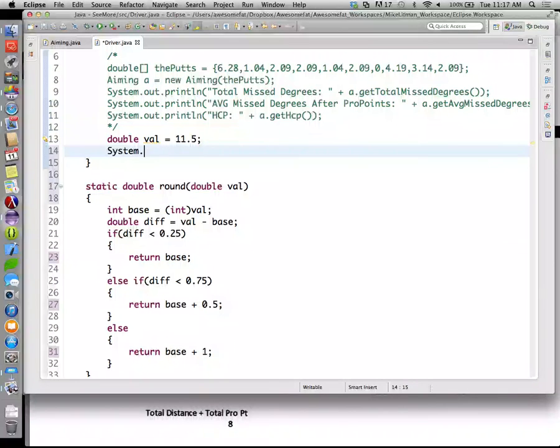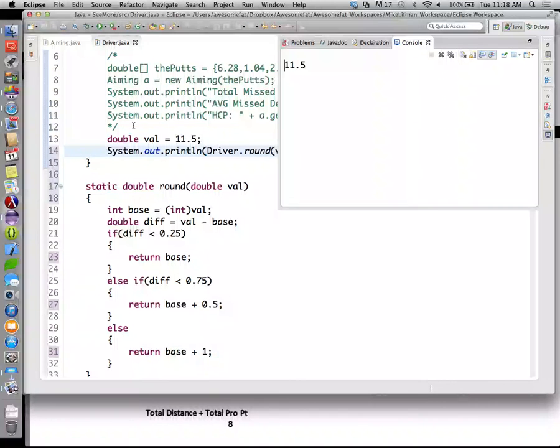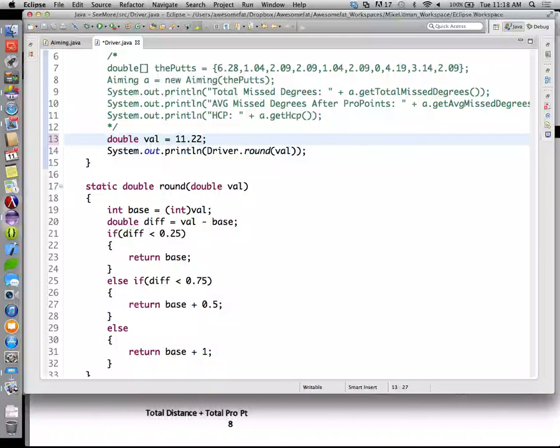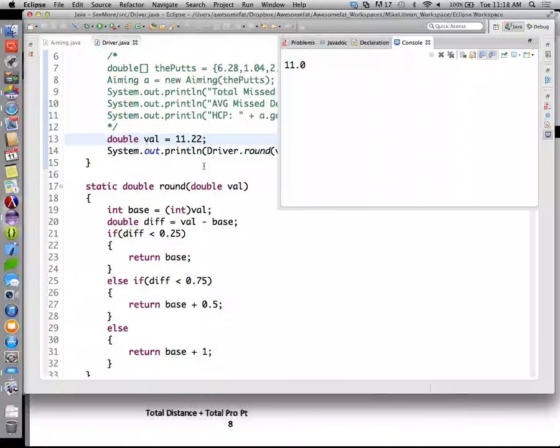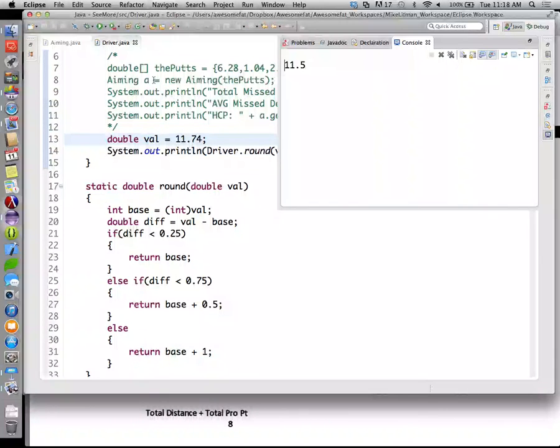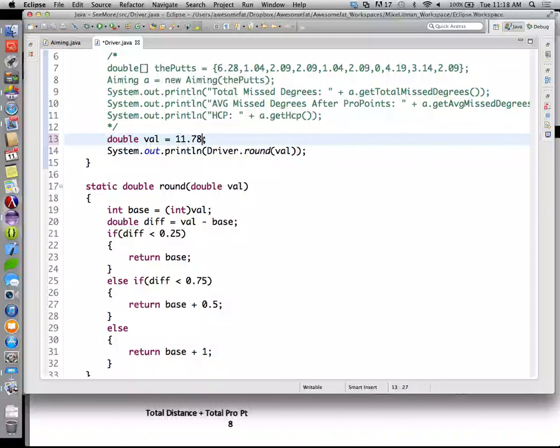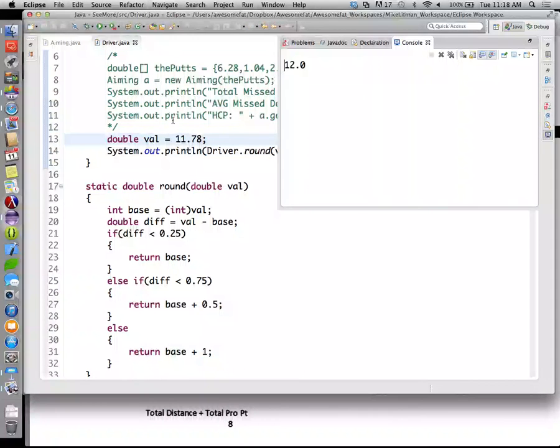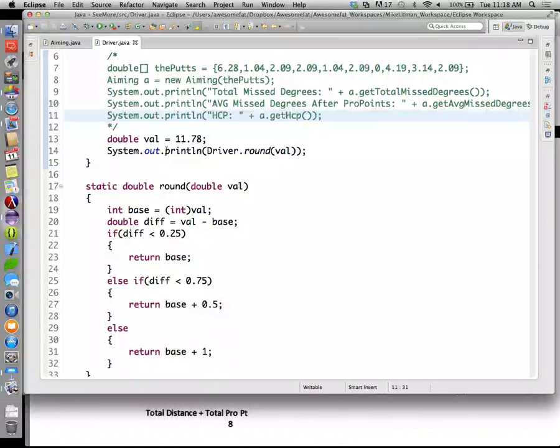So now we can say system.out.println driver.round, passing it val. So it should be 11.5 this first time. .22 should give us 11.0. 11.74 should give us 11.5. 11.78 should give us a 12. Okay, so we have a nice round function now.